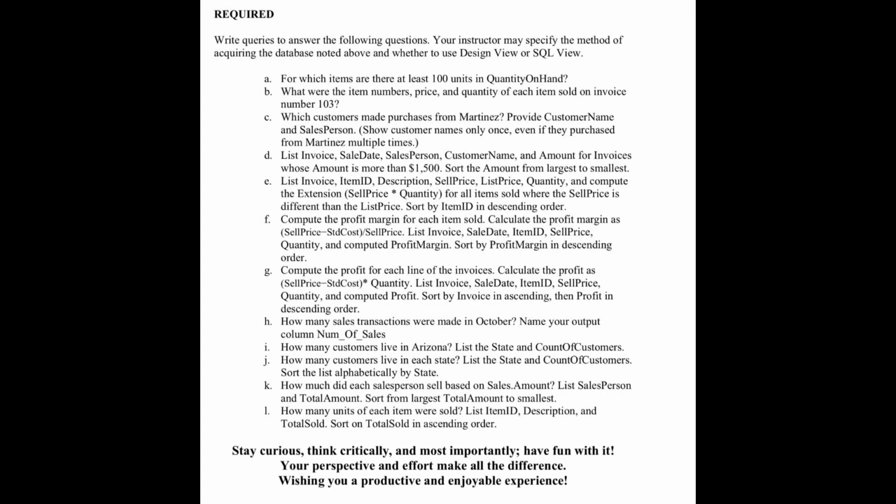Okay, question E. List invoice, item ID, description, sales price, list price, quantity and compute the extension, sales price multiplied by quantity, for all items sold where the sales price is different than the list price. Sort by item ID in descending order.